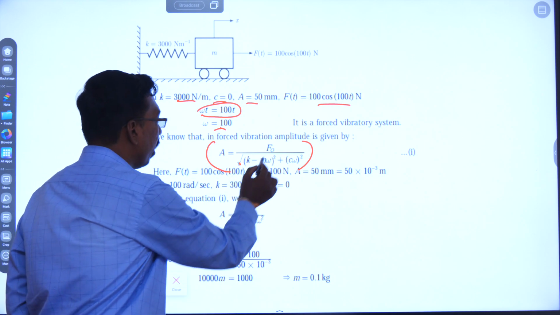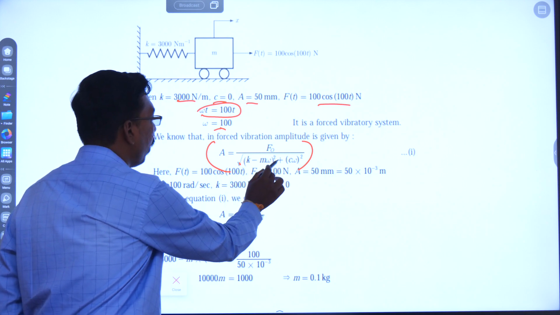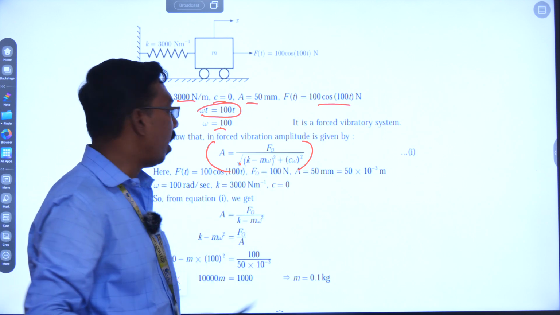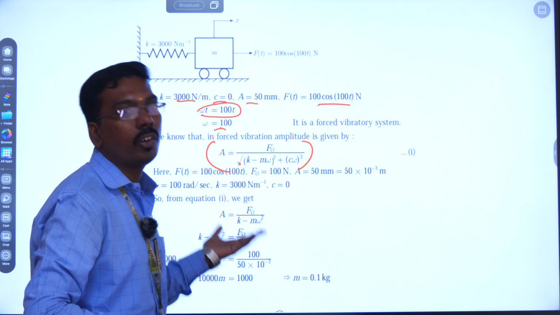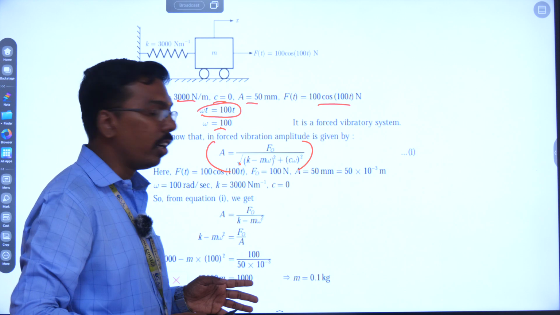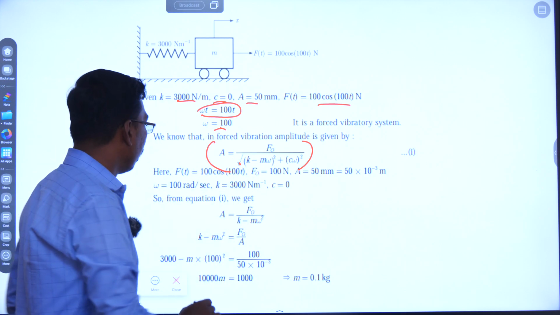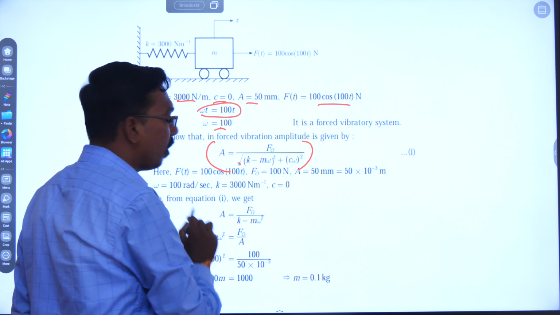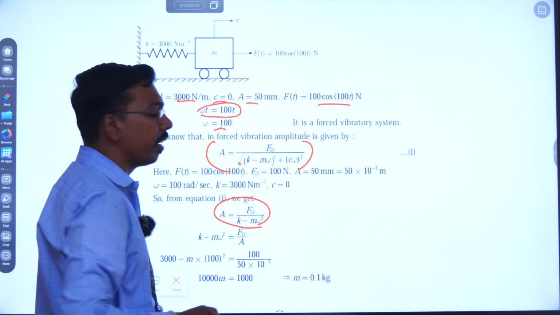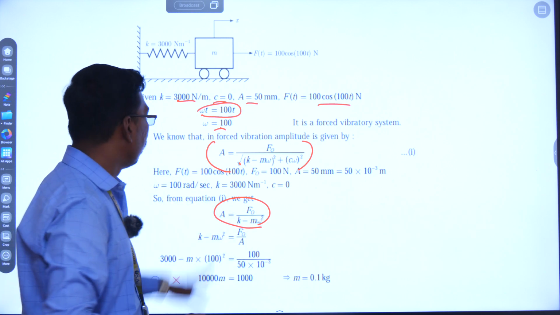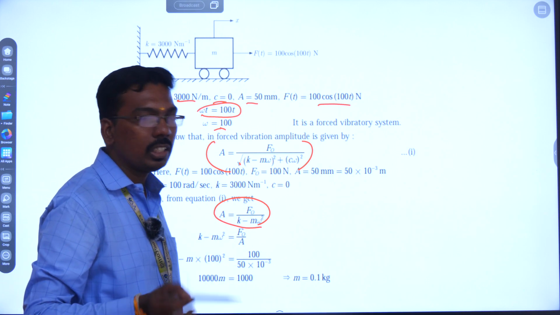A is equal to F naught divided by root of (k minus m omega square) whole square plus (c omega) square. Already we have to know the value of F naught, the value of A, the value of k. Each and everything we have to know already. So we have to substitute the entire value in the given equation. Then A is equal to F naught divided by k minus m omega square. The square root will be going. Then finally A is equal to F naught divided by k minus m into omega square.